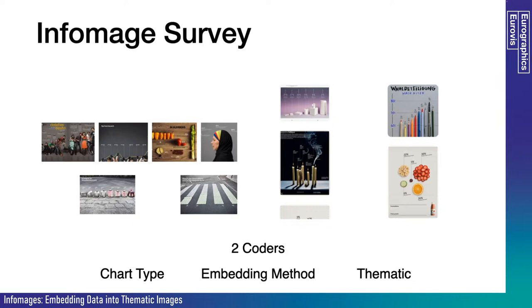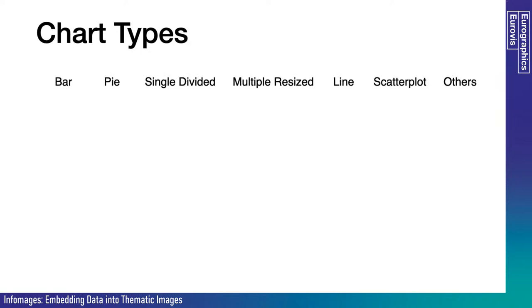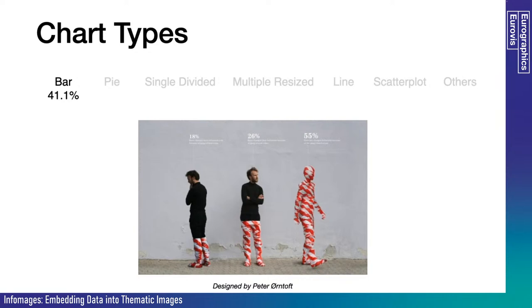We categorized the graphics we collected into 7 categories based on their chart type. The first and most popular is a bar chart, which were present in about 41% of the graphics. Here an image object is used to represent a bar in a bar chart. For example, a man here represents the bars in a bar chart.